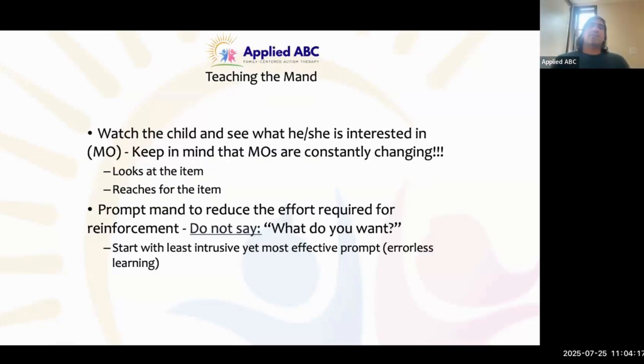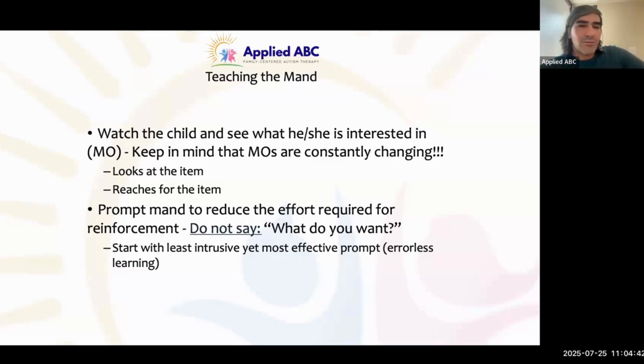Teaching the mand. Watch the child and see what he or she is interested in. Keep in mind that MOs are constantly changing, the thing they want. That satiation is something you can do to diminish, but you can't avoid. Satiation is, for those that don't know, when they've had enough of something. So then they're no longer going to request it, they're no longer going to want it. That does always come.